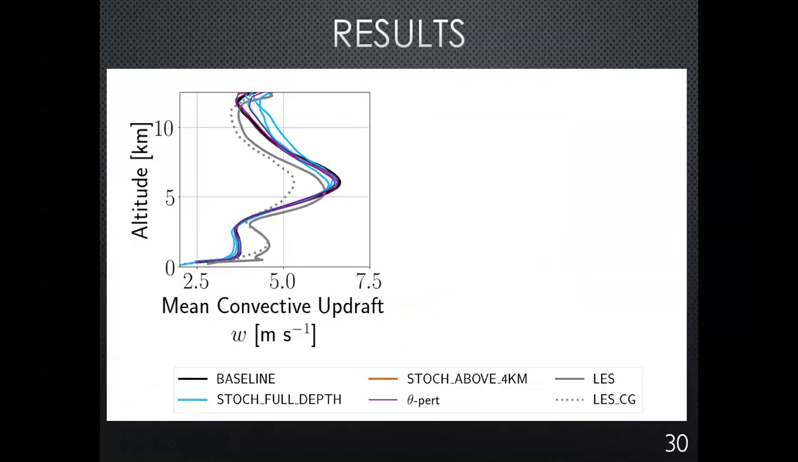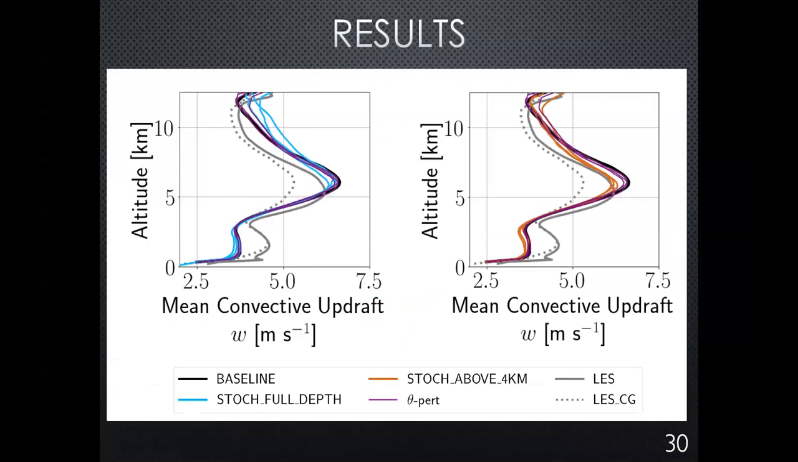So now we look at these same profiles, but for the theta perturbation ensembles in purple and the stochastic scheme applied throughout the full tropospheric depth in cyan. We see that the stochastic simulations generally act to enhance upper level vertical velocities, which is relatively undesirable. But as I mentioned, this is actually due to modifications of the cold pool strength. So if we instead limit stochastic mixing to occur only above 4 kilometers, we get a mid-level reduction in vertical velocities, which is somewhat closer to the LES, even though the vertical structure still has some problems.